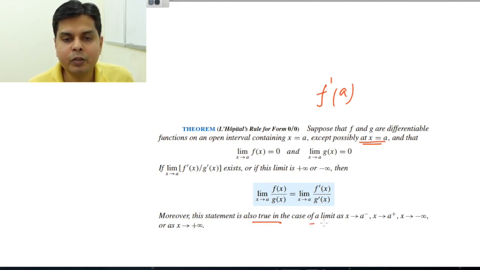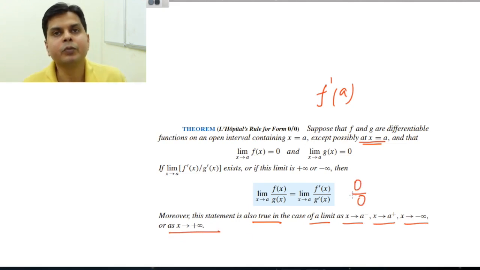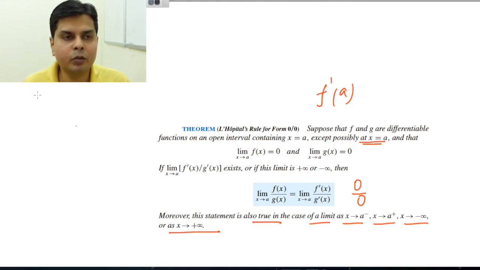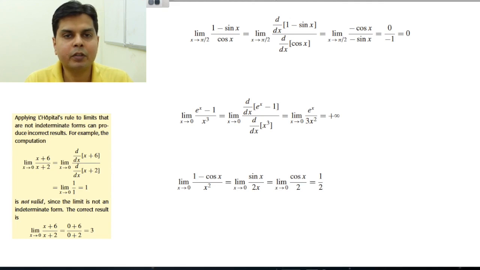Moreover, this statement is also true in the case of limit as x tends to a minus, x tends to a plus, x tends to minus infinity, or x tends to plus infinity. The only thing is this should be of the form 0 by 0. When it is of a different form, then also we can solve it using some algebraic manipulations. So let's see some examples.